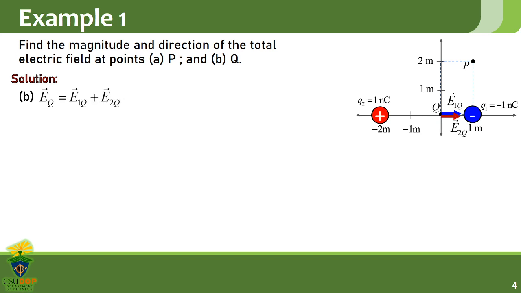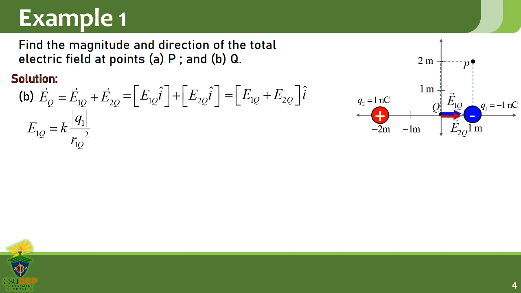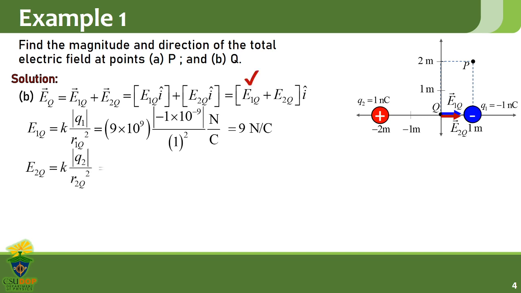Since the two field vectors have the same direction, their sum will be composed of the sum of their magnitudes. We then again use Coulomb's law for electric fields to solve for the magnitude of E1Q. Using the given values and recognizing that the distance from Q1 to point Q, R1Q, is 1 meter, we obtain a magnitude of 9 newtons per coulomb. We do the same for E2Q to get 2.25 newtons per coulomb. Note that the distance from Q2 to point Q is 2 meters.